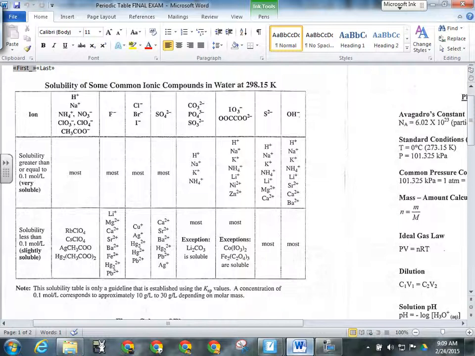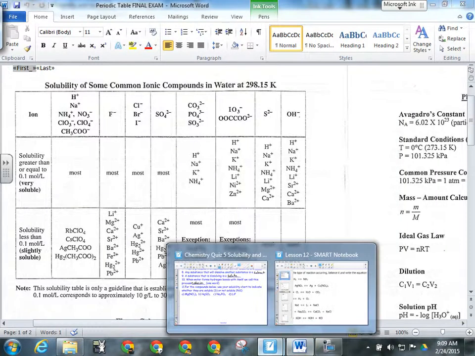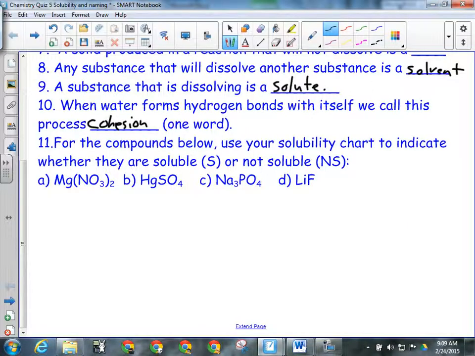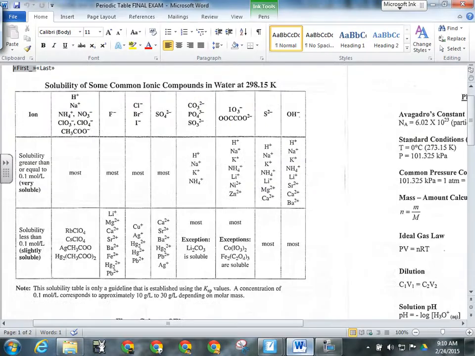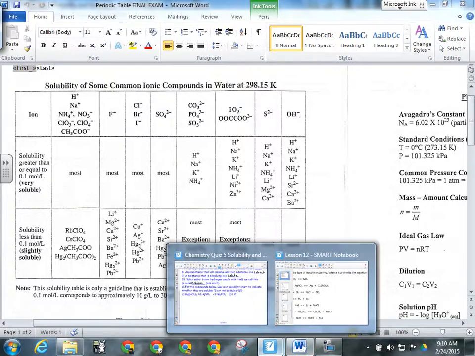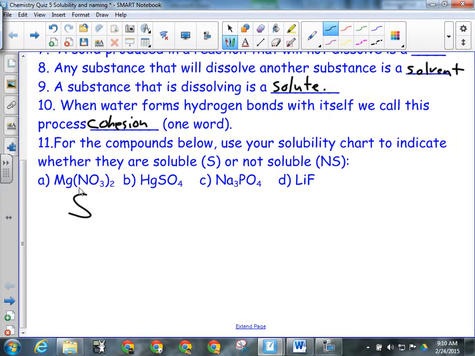So for our first one, I guess I better look at what it is first. Okay, we've got magnesium nitrate. Well, pretty much all nitrates are soluble, but we'll just double check. Nitrate's right here, soluble with most things, and I don't see it down here in the second row. Okay, so that one is soluble. S for 1 mark.